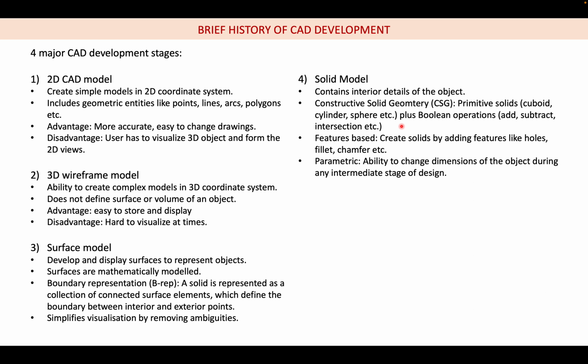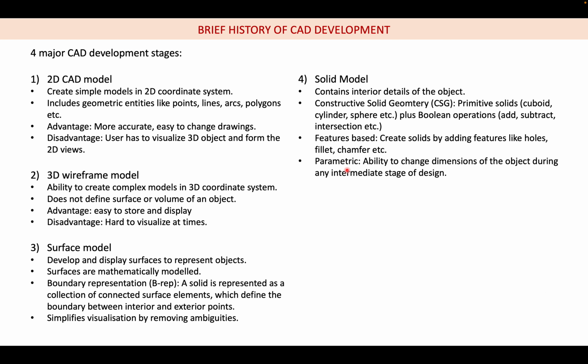In addition, we can also do some Boolean operations, like add, subtract, intersection. There is also another one called union, etc. Then it has basically two features. One is that it is feature based, so we create solids by adding features. Once you create a base solid, we can modify it by adding features like holes, fillet, chamfer, etc.